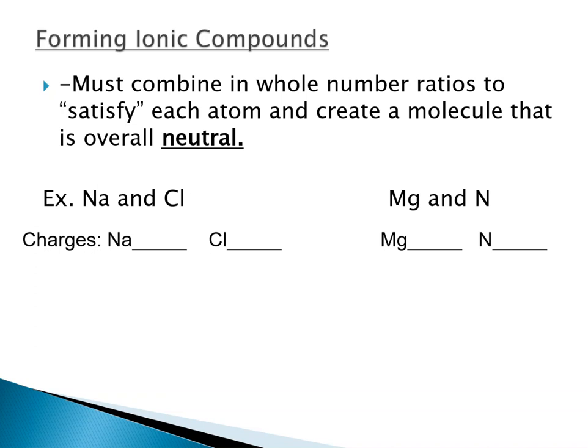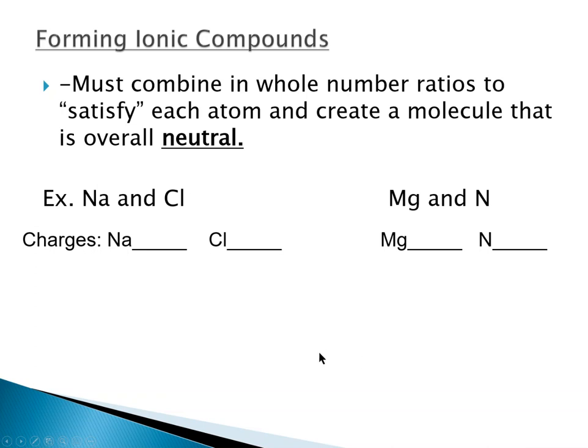So step 1, we have to look at the elements involved and figure out what their charge is based on their location in the periodic table. We're then going to add the charges together and figure out, if necessary, how many of each we would need to write the formula. So let's go ahead and do that for sodium and chlorine.